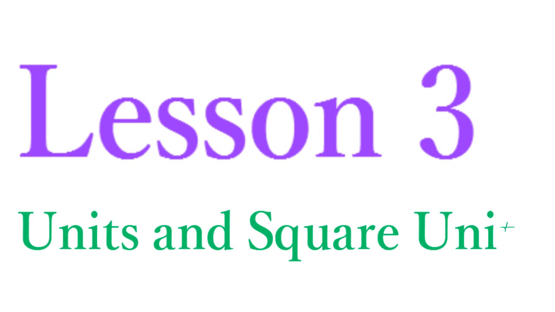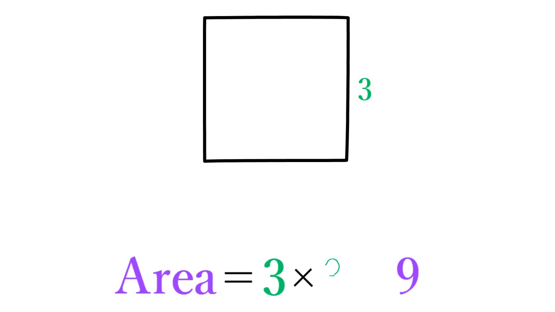Lesson 3. Units and Square Units. In Lessons 1 and 2, you discovered how to calculate the area of a square and a rectangle. For example, a square whose side has a length of 3 has an area of 9, because 3 times 3 equals 9.